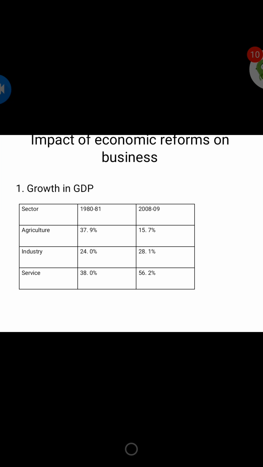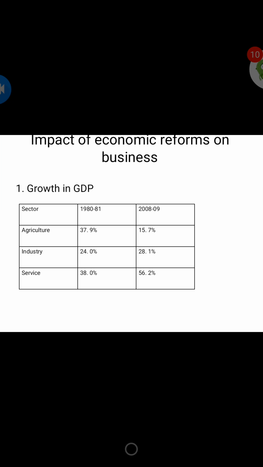In the agriculture sector, earlier in the 1980s it was 37.9%. Later in 2008-09, it reached 15.7. Industry was 24%, and in 2008-09 it was 8.1. In the 1980s the service sector was 38, and in 2008-09 it was 56.2.